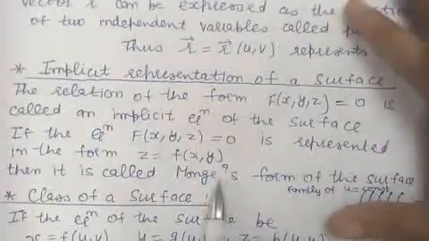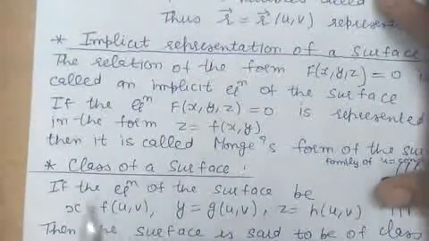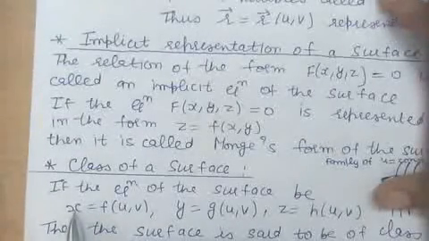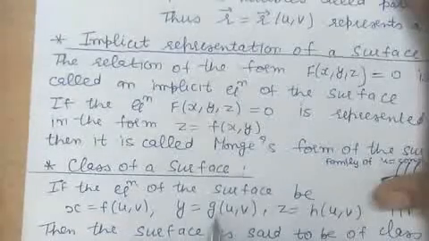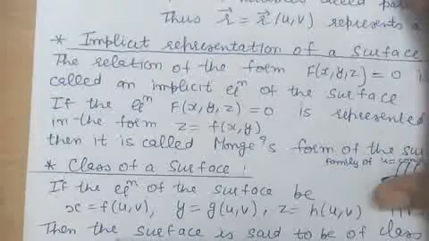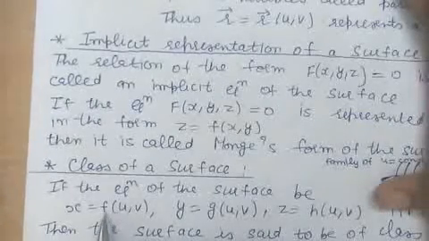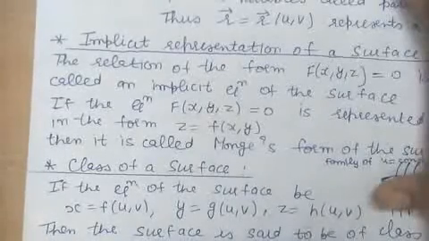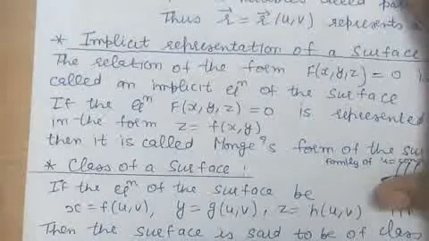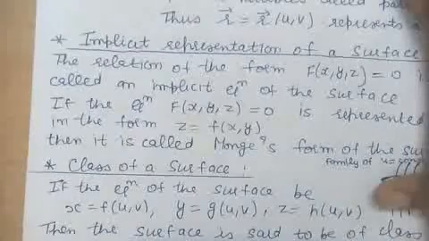Next is the definition. What is the class of a surface? If we take the explicit representation of the surface given by x equal to f(u,v), y equal to g(u,v), z equal to h(u,v), then the surface is said to be of class r if these three functions f, g and h are single valued functions, continuous, and also they have partial derivatives of order r. Then we say that the surface is of class r.